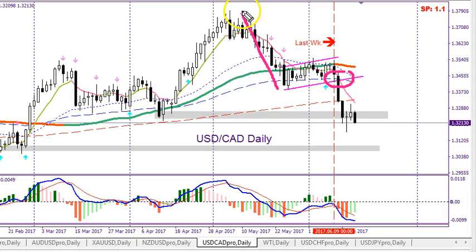So if this is our A to B down move right there, then we can also expect from A to B almost similarly in length to the first downward leg. Okay, so just letting you know that right now I see price is bearish.